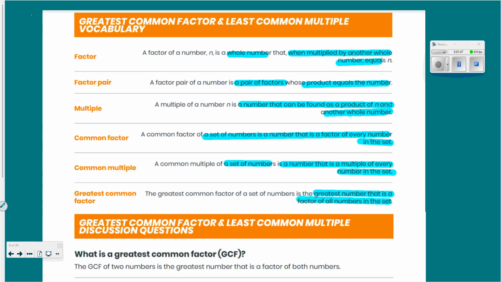And then your greatest common factor, I'll do this entire list, this is probably the most important one and one we're working on most today, is the greatest number that is a factor of all the numbers in the set. So far we've been doing just two numbers at a time. You can do more than two numbers, and we'll show you a way to do that as we go through today's class.